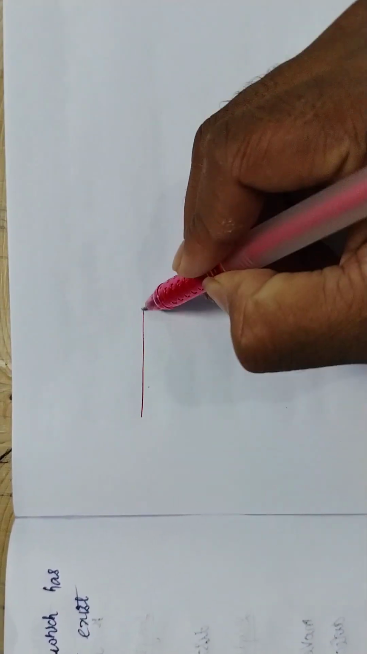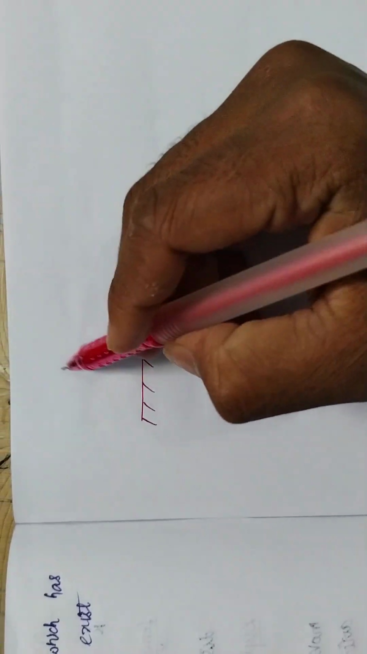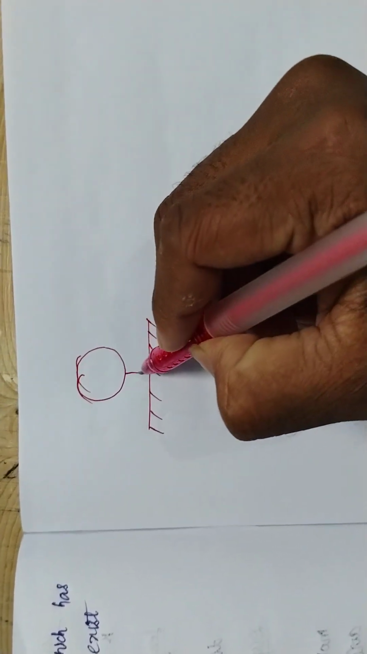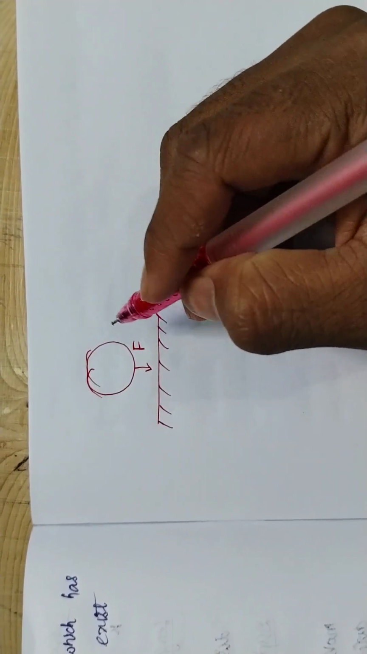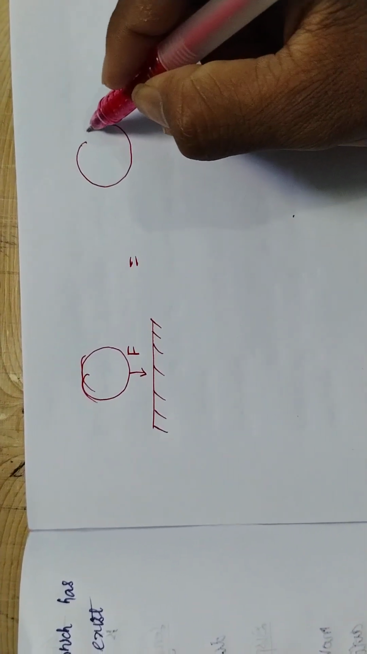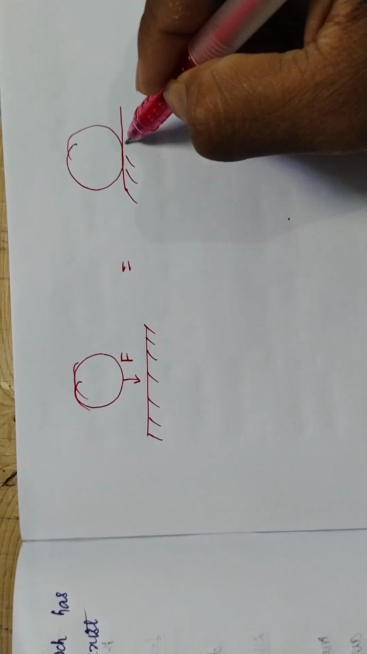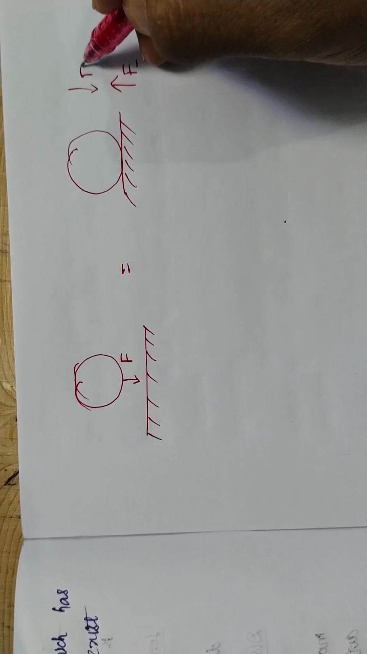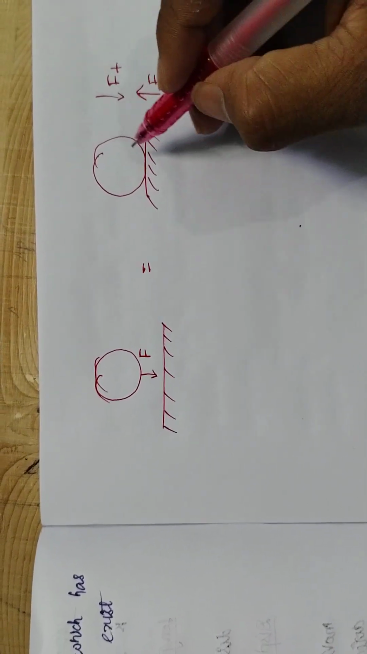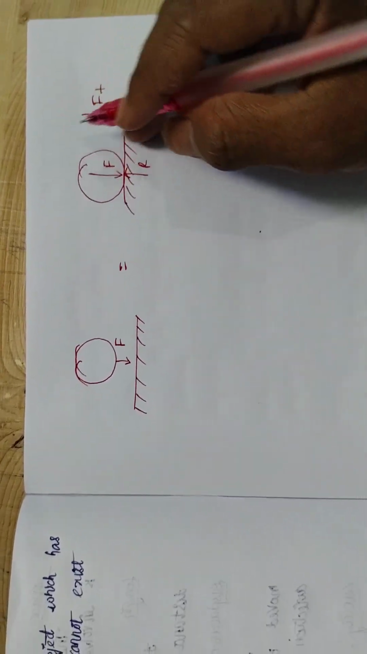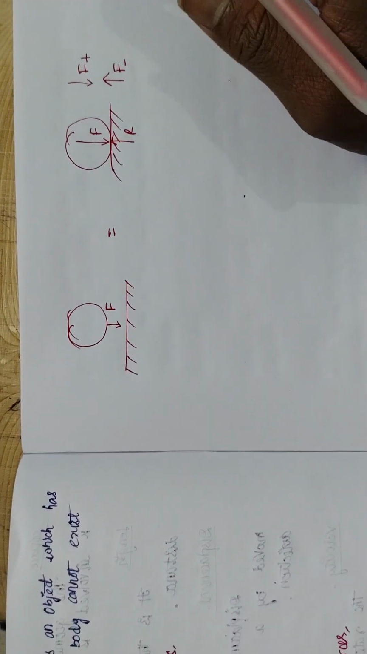Let us consider a fixed support, and I am throwing a roller on this with the force F. If the roller touches the surface, it creates a reaction, minus F. F plus and minus F. This is known as the reaction force to the applied force. It is known as: for every action there will be an equal and opposite reaction.